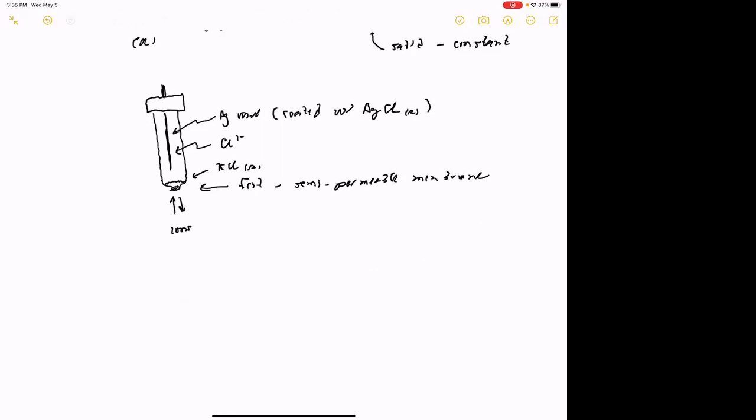My old PhD advisor used to talk about making this kind of electrode, and he referred to it as easier than falling off a log, whatever that means, but he loved Southern witticisms.